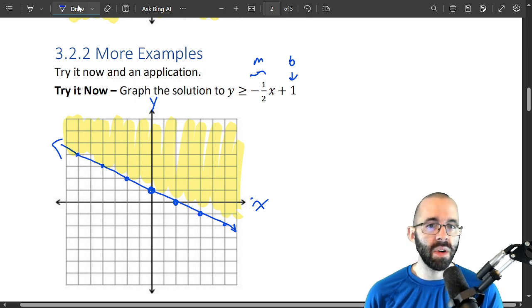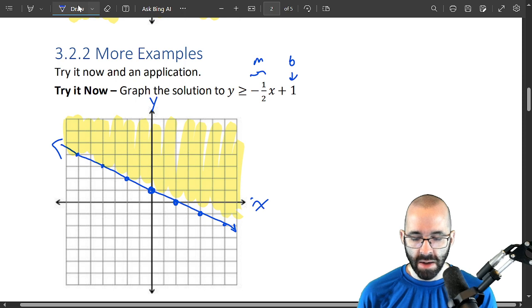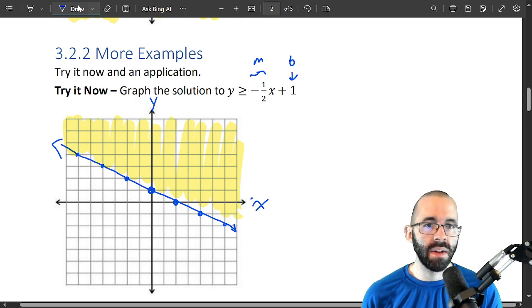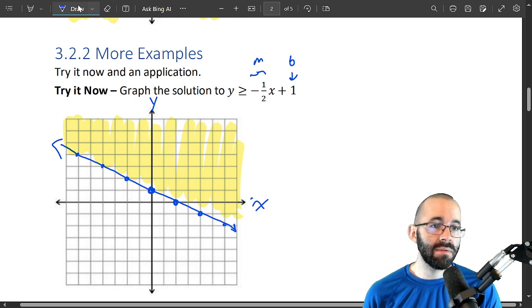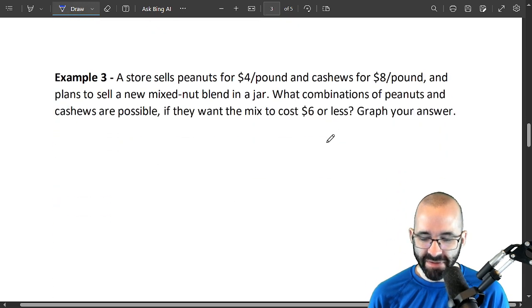We could plug in a test point. (0, 2) would work. I love zeros. But anything over there should work. A solution to an inequality is just something that makes the inequality true.